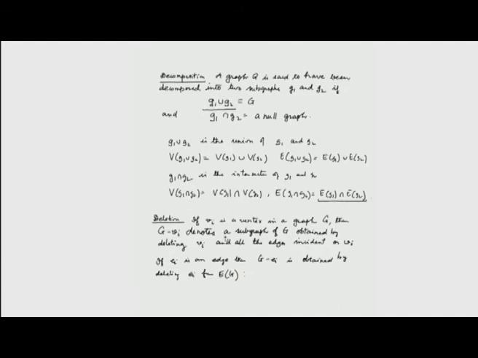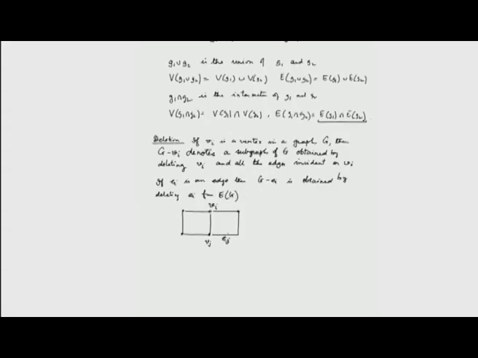Now, let us look at an example. Suppose we consider a graph like this, and suppose this is Vi, this is Vj, and this is, let us say, Ej. Now, if I delete Vi, then the graph G minus Vi will be like this. Whereas, if I delete Ej, the graph will be like this.